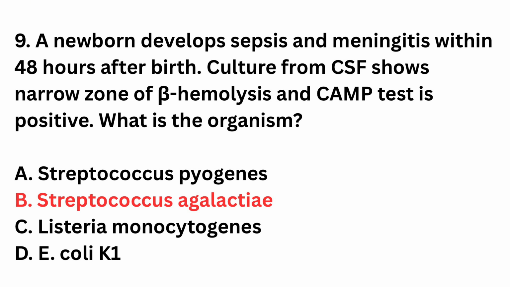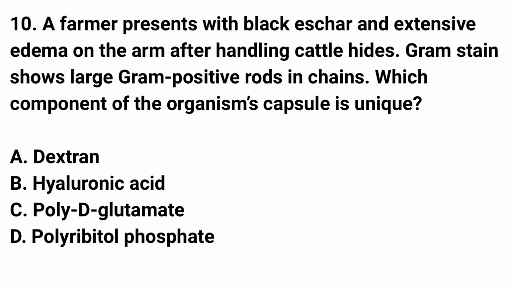Streptococcus agalactiae, or group B Streptococcus, is the most common cause of neonatal sepsis and meningitis, especially within the first 48 hours of life. It shows a narrow beta hemolysis and is CAMP test positive, which helps to distinguish it from other streptococci.